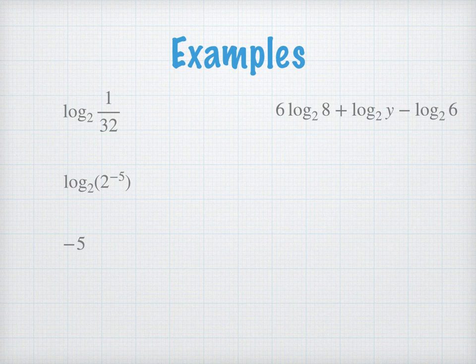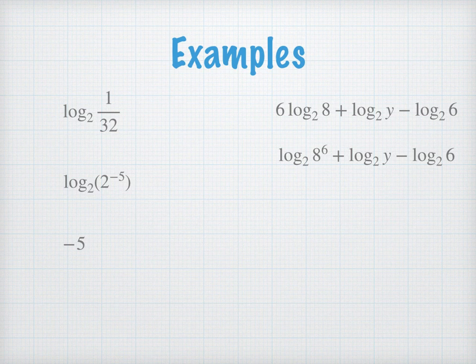Let's look at a longer problem. Let's look at 6 times log base 2 of 8 plus log base 2 of y minus log base 2 of 6. And let's work on condensing this down. We're going to look at our first piece and think about our power rule. So our power rule says we could rewrite that as log base 2 of 8 to the sixth.